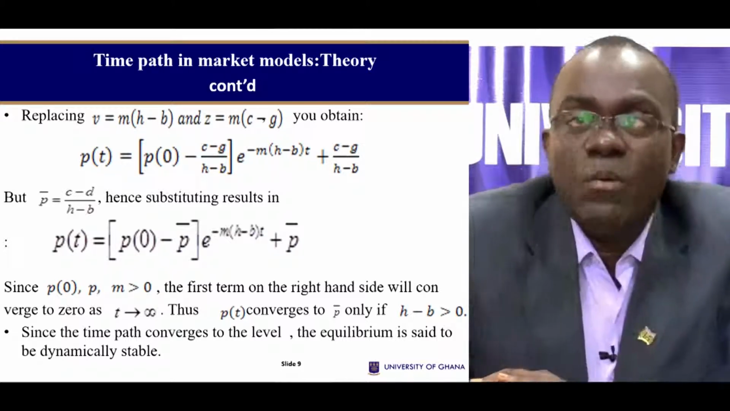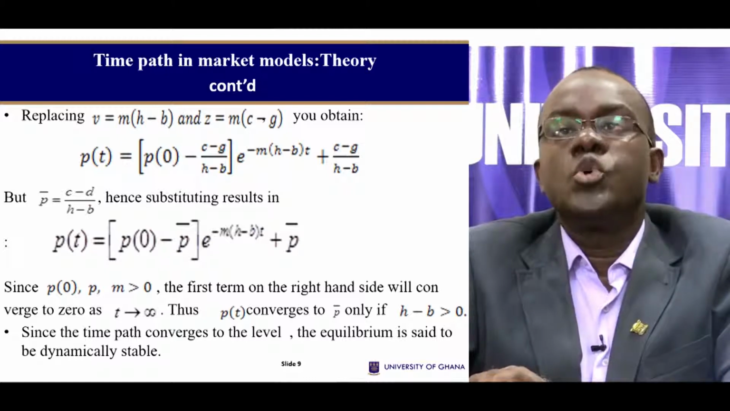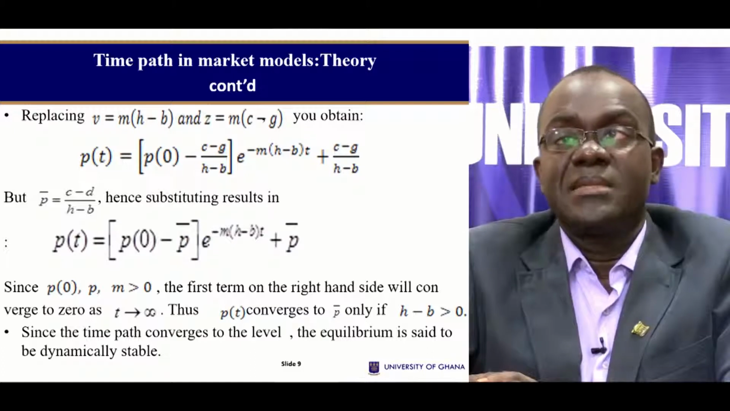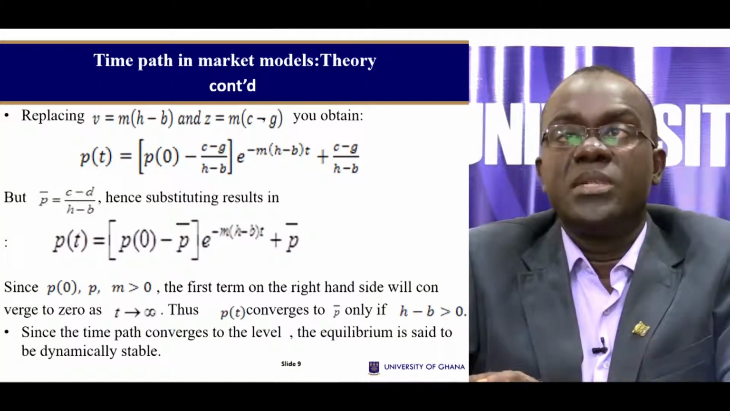The question is, under what condition would we have this additive turning into 0 so that the dynamics of price will go back to equilibrium? This is what we talk about as dynamic stability. Now, if you look at these additives, under what conditions are we going to have this be equal to 0?